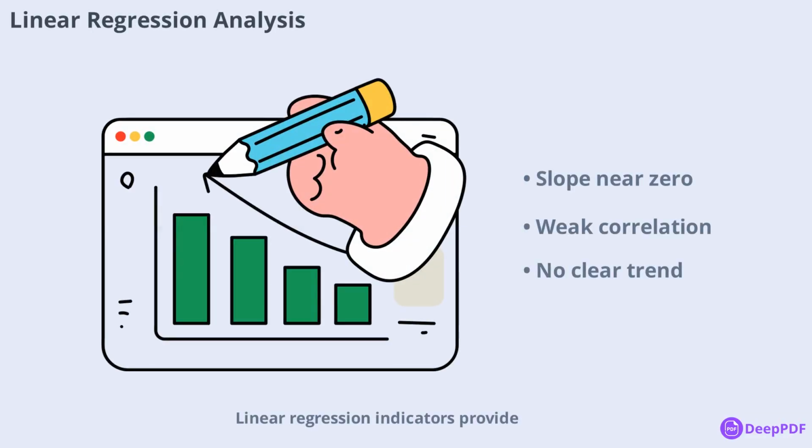Linear regression indicators provide insight into the trend's consistency. For THMO, the slope is essentially 0, and the R-squared value is 0.53, indicating a weak correlation and little predictive power. The predicted value and deviation are also near 0, reinforcing the lack of a clear trend.